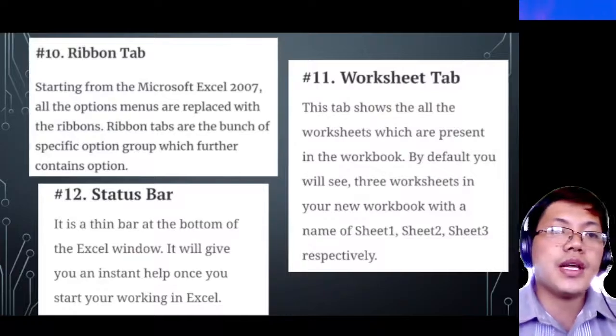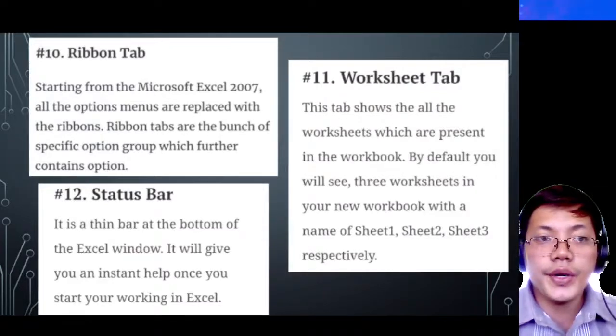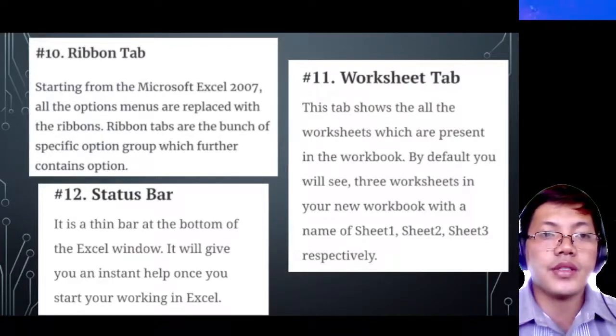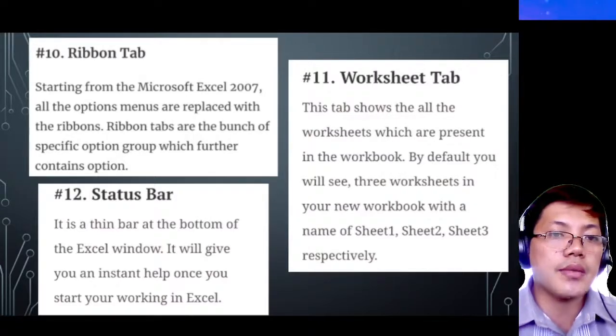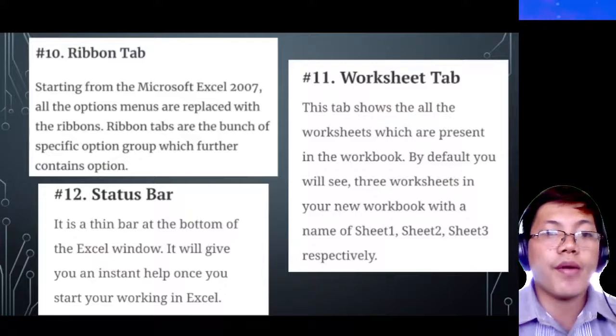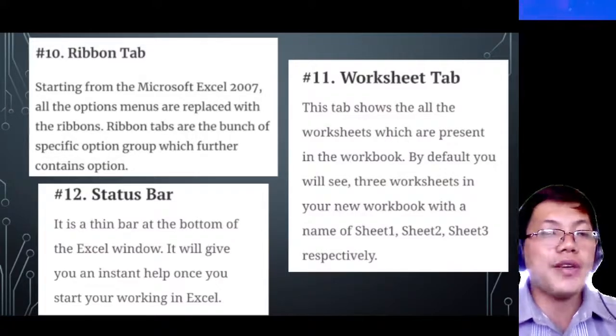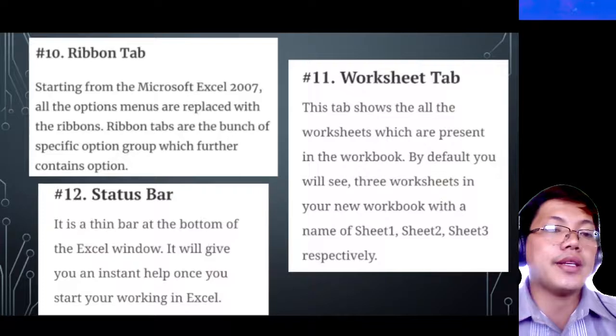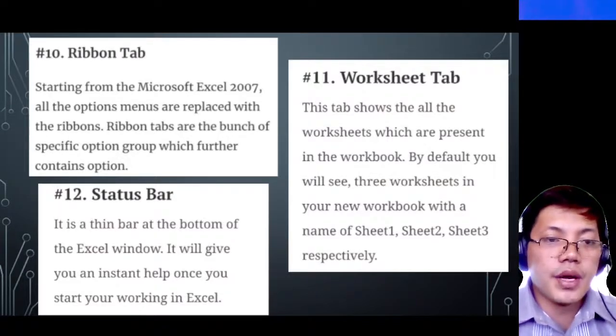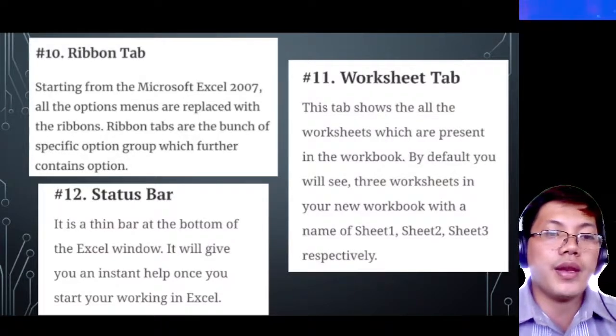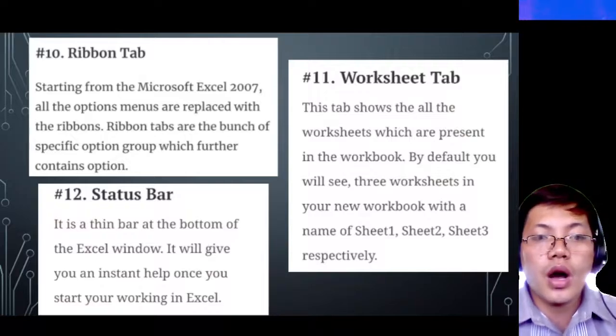You also have the ribbon tabs, as I discussed earlier. Starting from Microsoft Excel 2007, all the option menus were replaced with ribbons, and the ribbon tabs are groups of specific options which further contain options. We'll discover all these later on. We also have the status bar, a thin bar at the bottom of the Excel window. It will give you instant help once you start working with Excel.